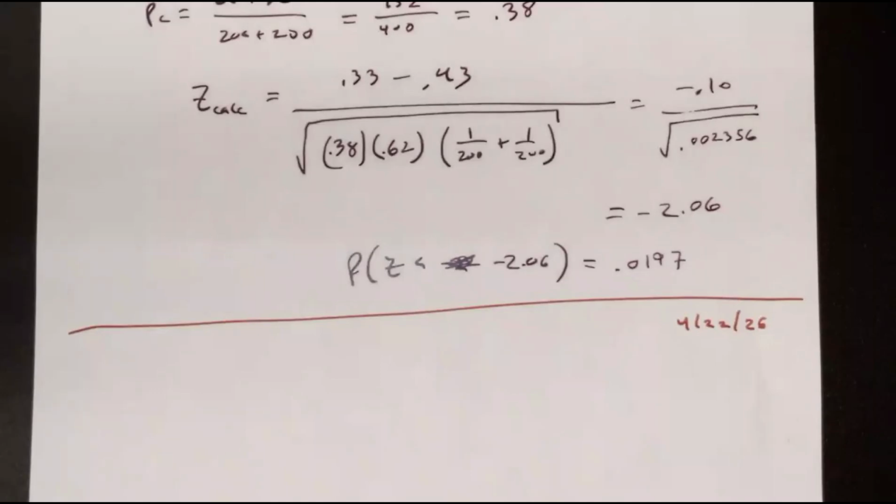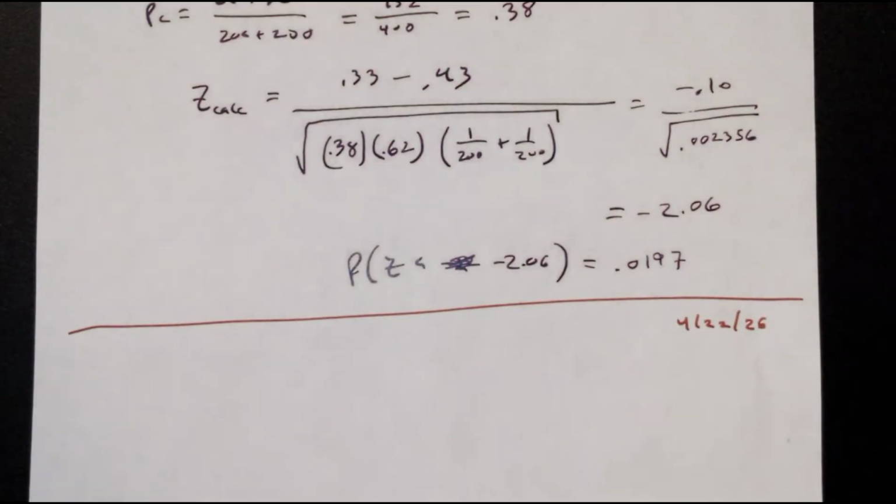So when we did this proportions test, I made an assumption. The assumption was that we could use a z distribution. And that meant that I was assuming that these proportions were normally distributed.